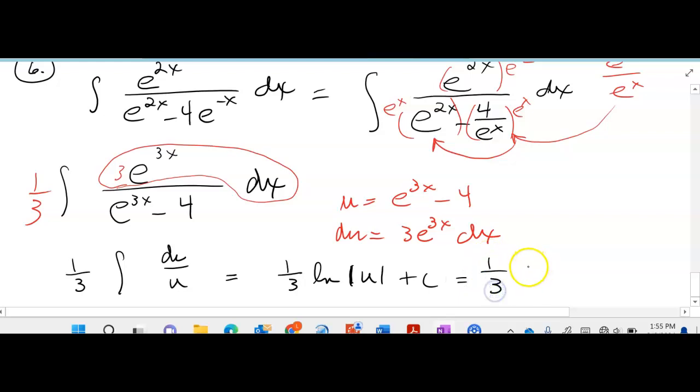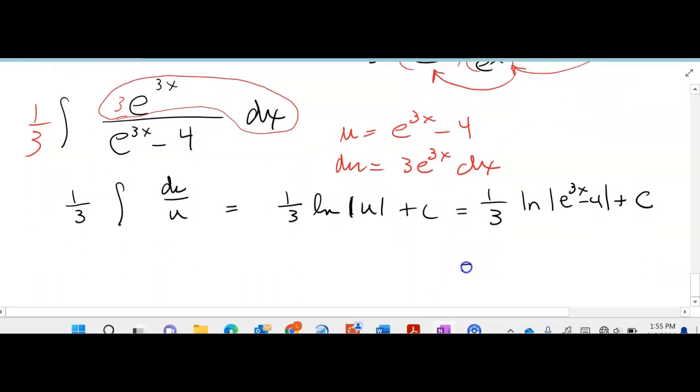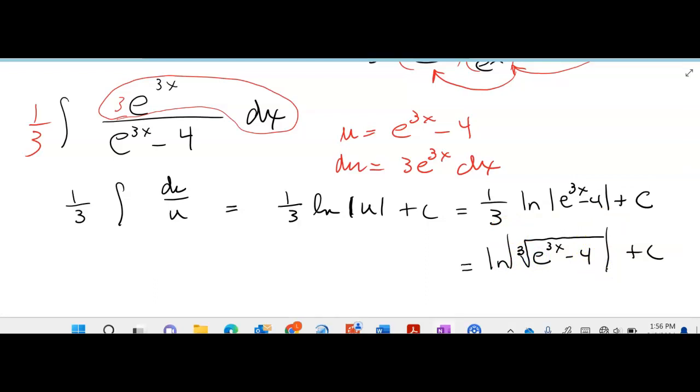Let's do 1/3 natural log of e to the 3x minus 4 plus c. Okay, and just showing you that's also the same as the natural log of the cubed root of e to the 3x minus 4 plus c. You should always put those absolute value signs, but if they're not there, it's not a problem. This answer is perfectly fine, but you need to recognize both of them.